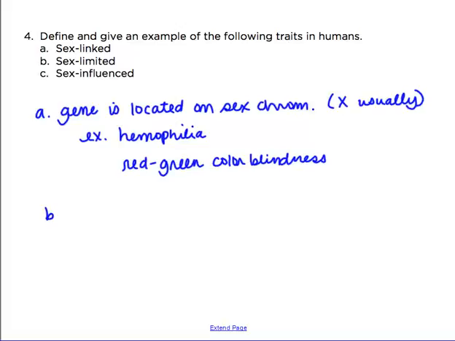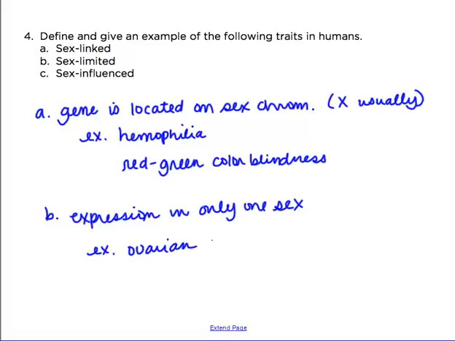Now for B, sex-limited means that its expression is in only one sex. So expression in only one sex. And some examples of this could be ovarian cancer risk, and that's because only females have ovaries. Or it could be prostate cancer risk, and that's because males only have prostates.